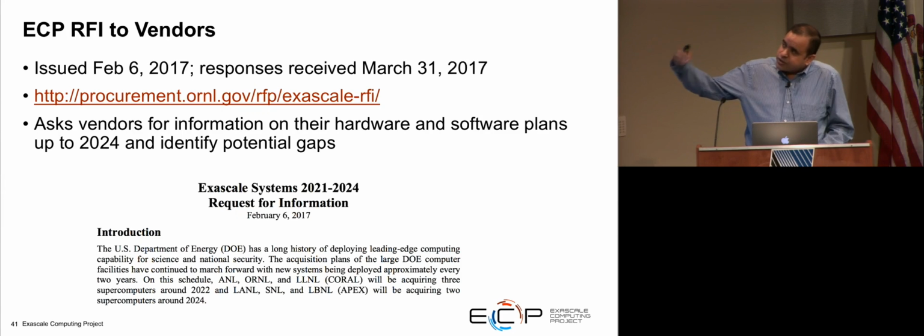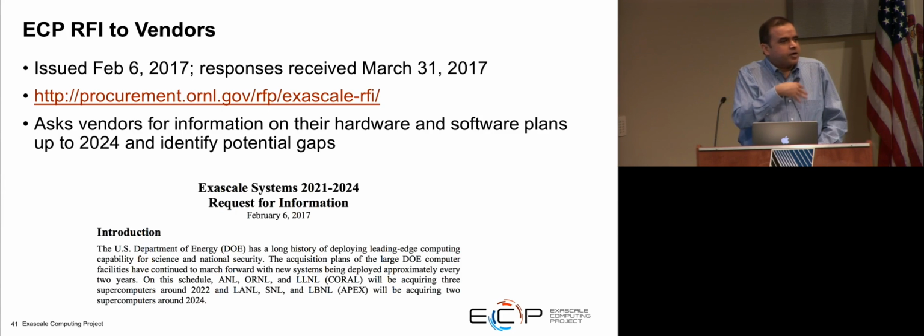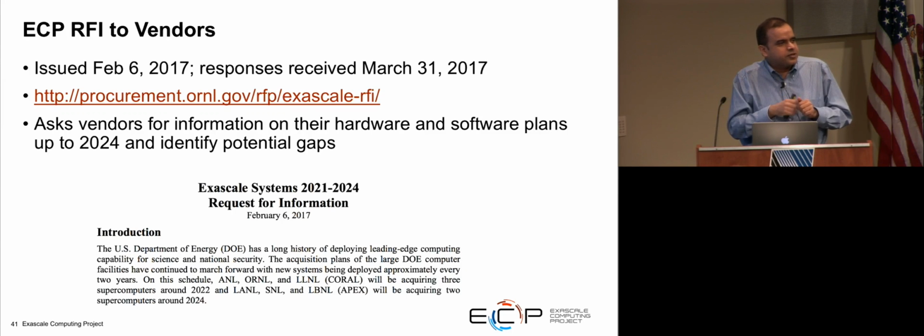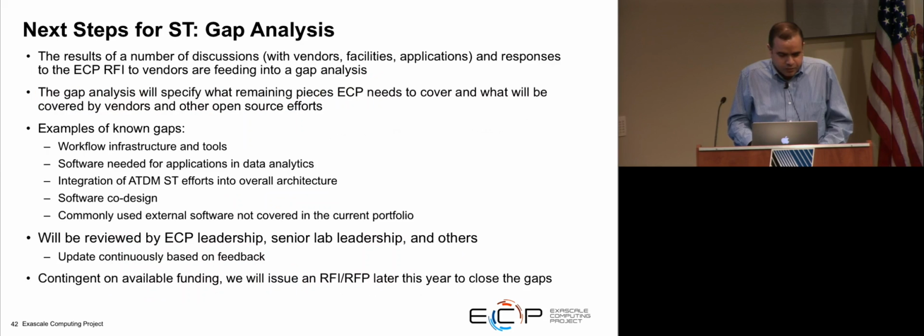It asks the vendors for information on their hardware and software plans up to 2024, and to identify potential gaps that might need funding. It also has some details about the procurement plans of the DOE facilities up to 2025, and the kinds of questions that get asked in this kind of RFI. I think the details are interesting if you have not been exposed to this. So that's why I put this up, and you can get it from that website.